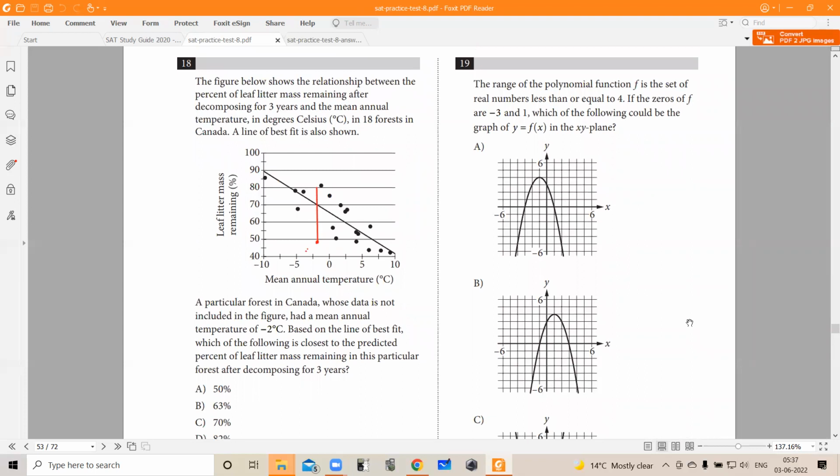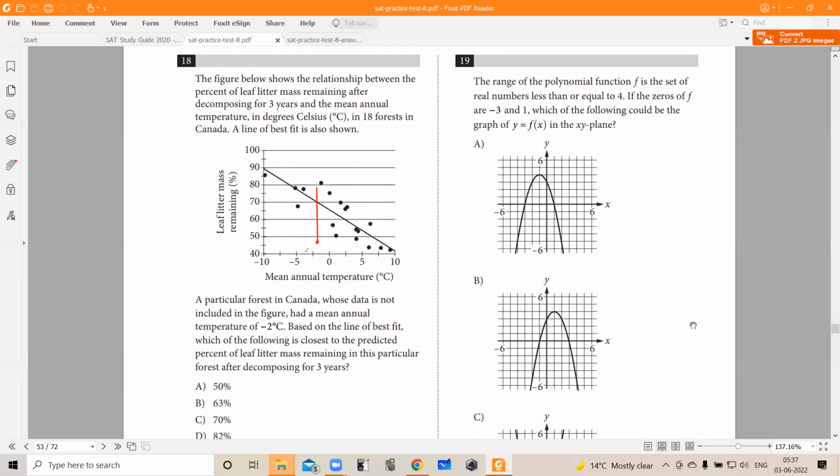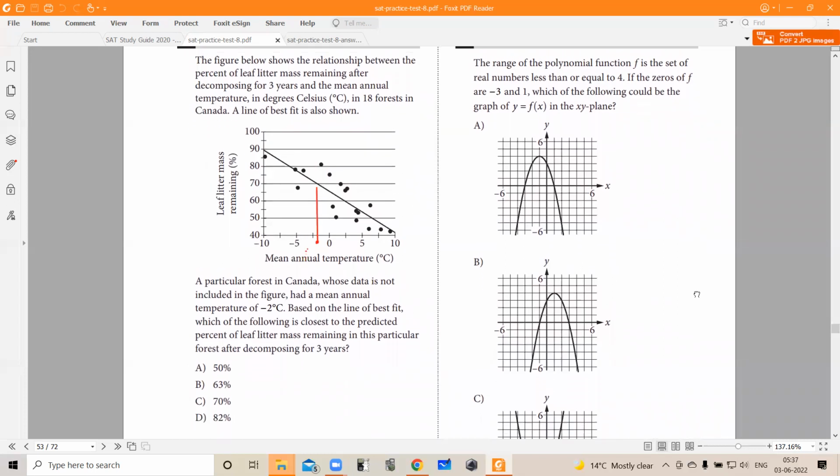But it says they're less than or equal to 4, and they're telling you the range is less than or equal to 4, right? What do you mean by range? Like all of the numbers? The y values. Range is the y values, the output. Oh, okay. The domain is the input, the x values. So what is the range of option A?